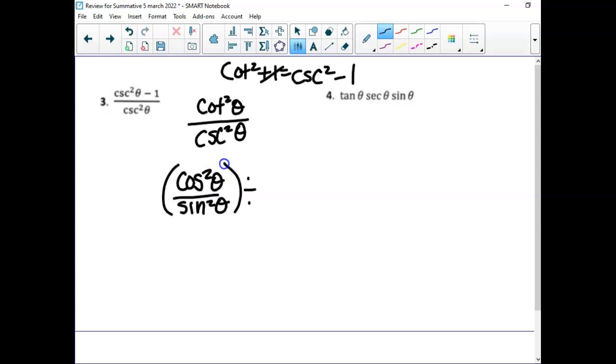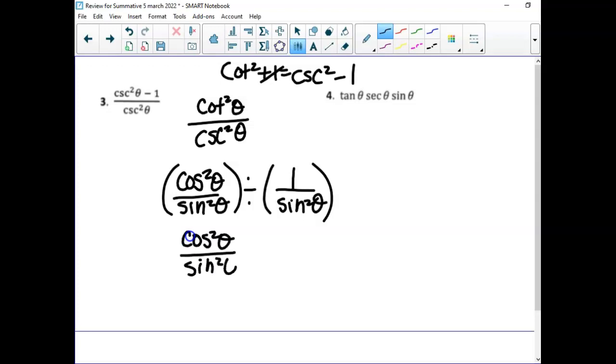And that is being divided by a cosecant squared, which is a 1 over what? Sine squared. And when you divide fractions, you multiply by the reciprocal. So it all simplifies to a cosine squared. Did everybody get that?